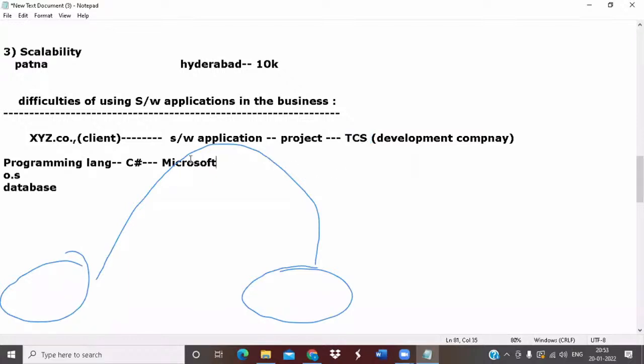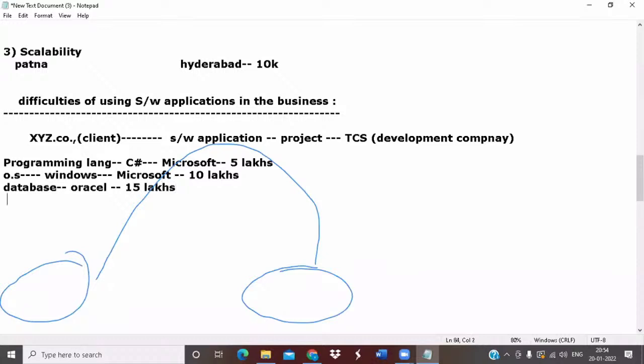So Microsoft is a vendor company for this product, and TCS invested some amount, approximately 5 lakhs. They purchased the software from Microsoft. But C# is not sufficient. They need some operating system as well as a database. That is why TCS decided to use the Windows operating system. Windows is also developed by Microsoft. It costs approximately 10 lakhs. And for the database, they decided to use Oracle database. Oracle database costs around 15 lakhs.